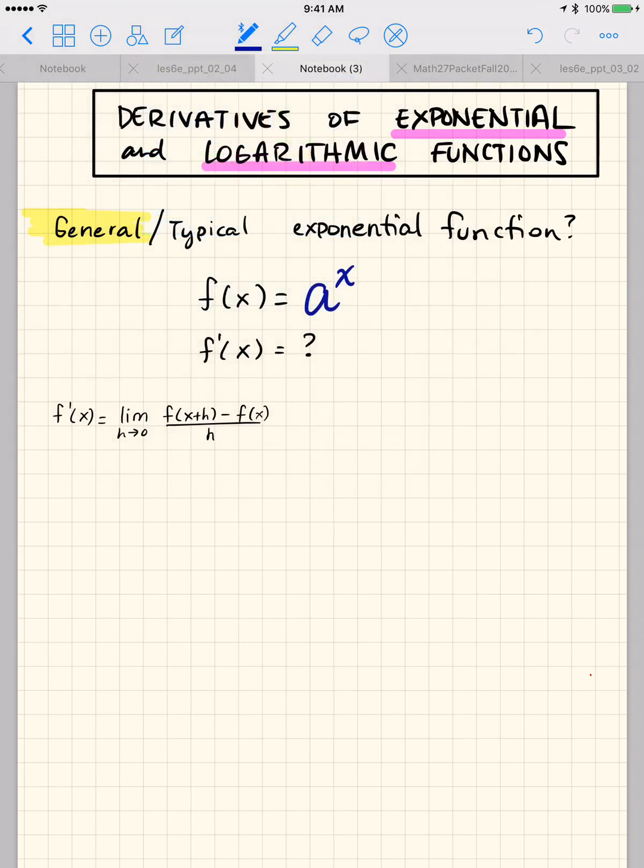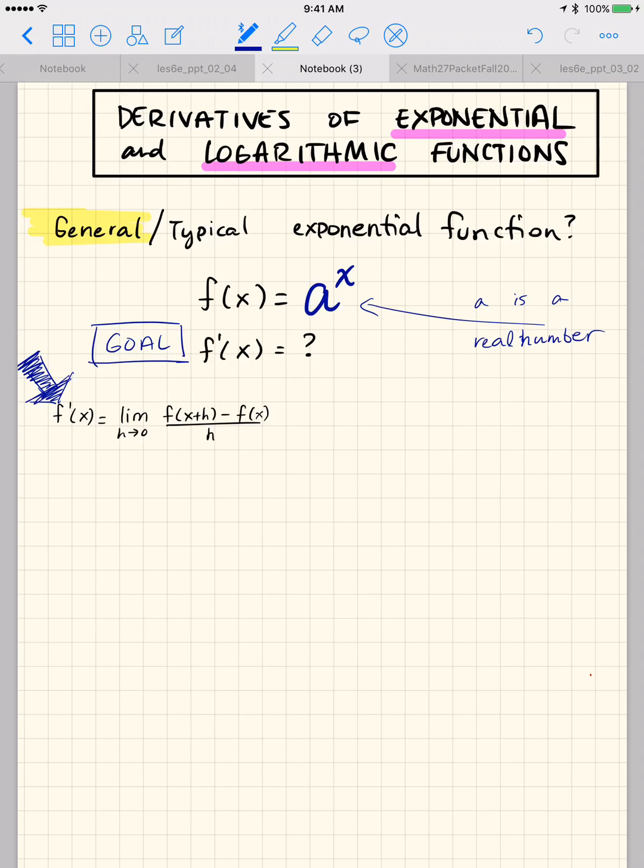Now here a is a real number. Okay, and our goal is going to be to come up with the formula for f prime of x. So what's the derivative of an exponential function? Now, if we're going to compute the derivative, that means we need to use this formula, right? So we need to use our limit definition.